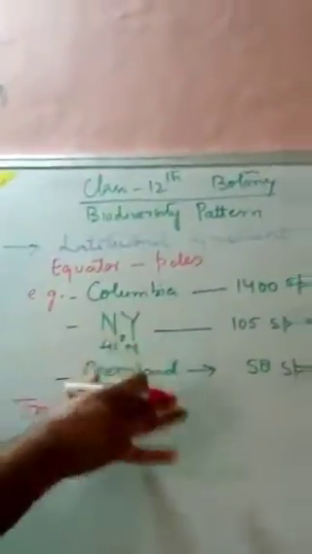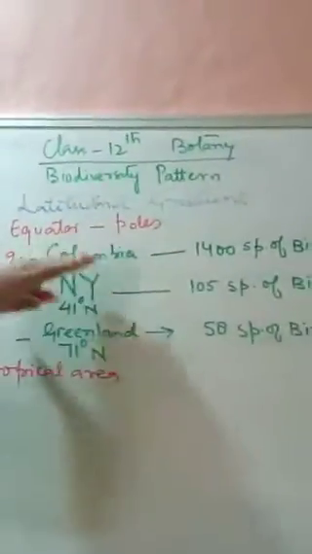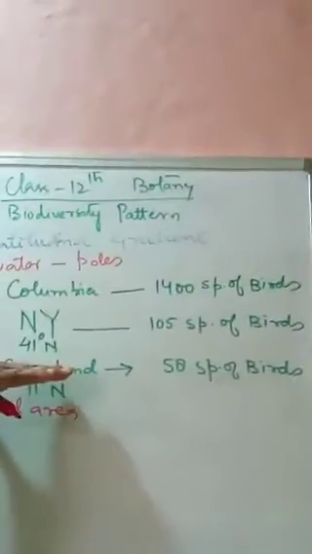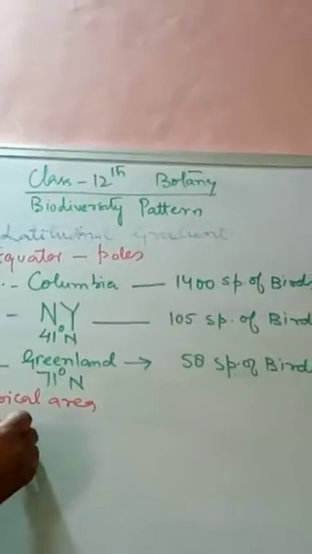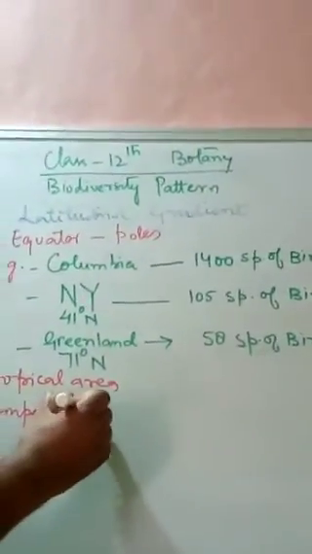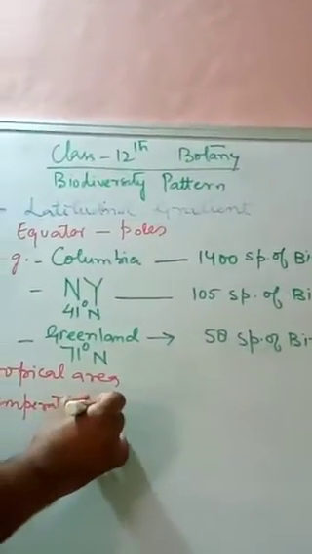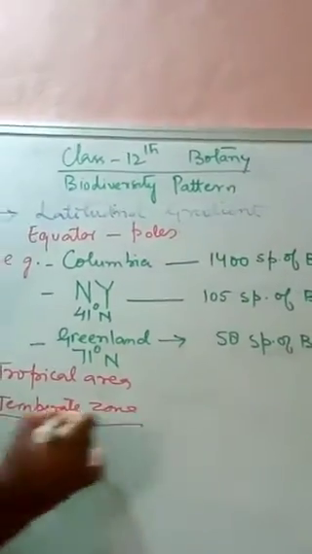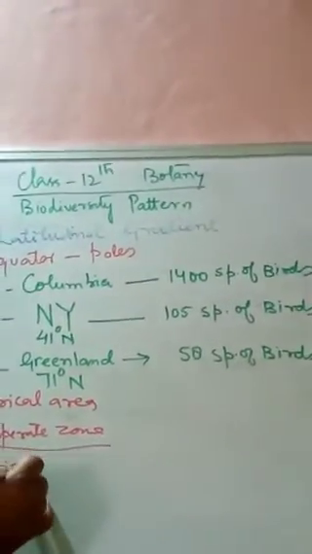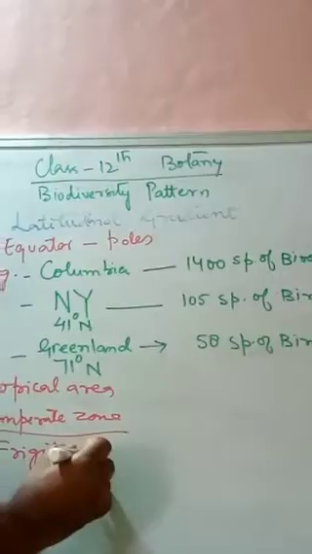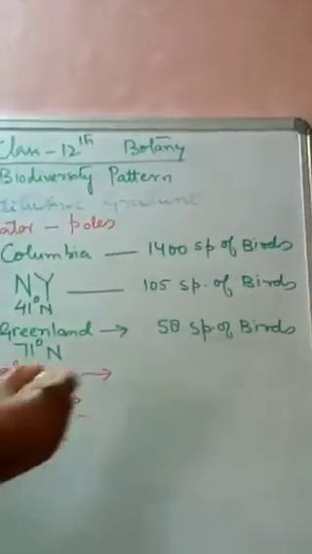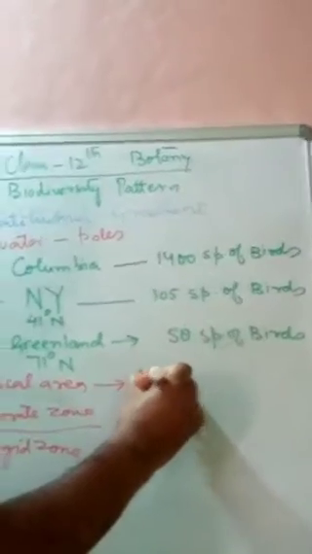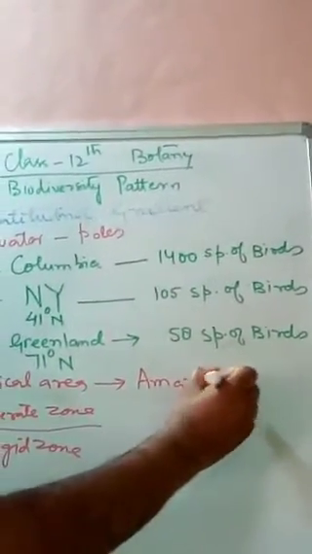As we move away from what we call the equator, we have the region known as the temperate zone. We have the tropical area, the temperate zone, and one more, the frigid zone. Now in the tropical area, I will give an example: the Amazon forests.